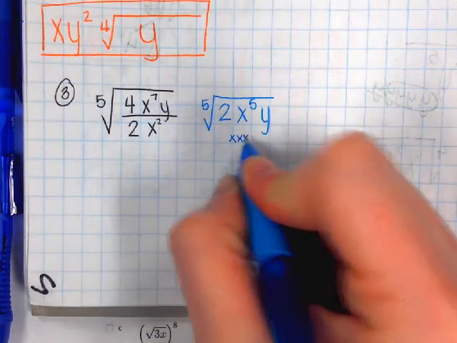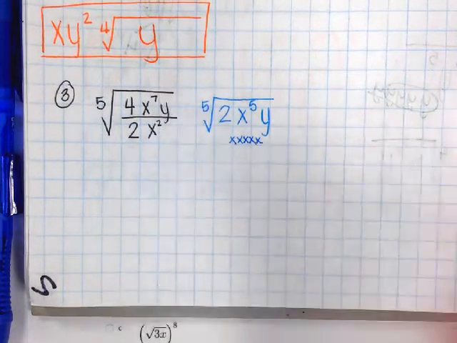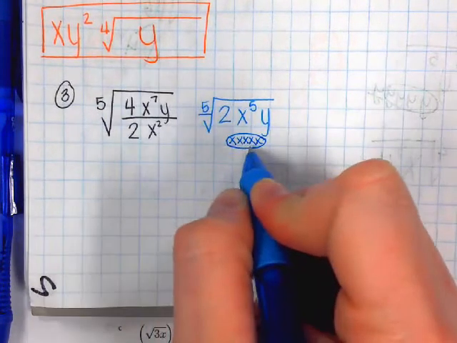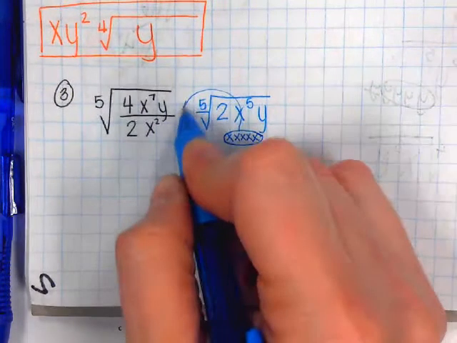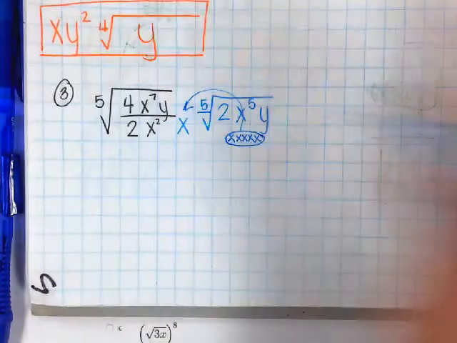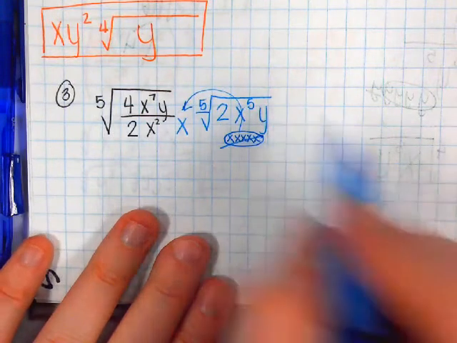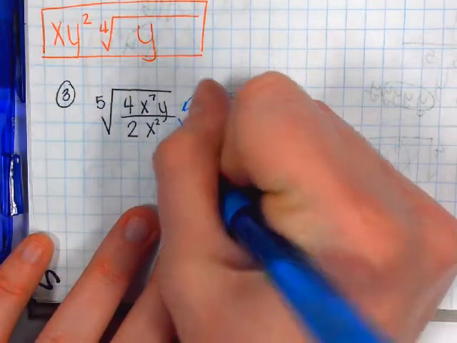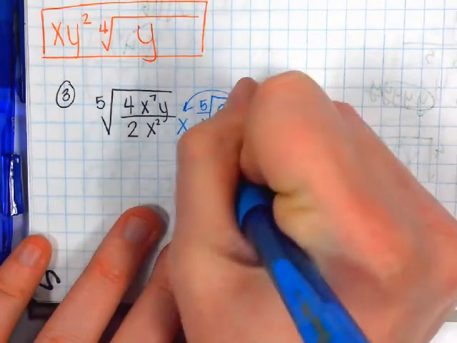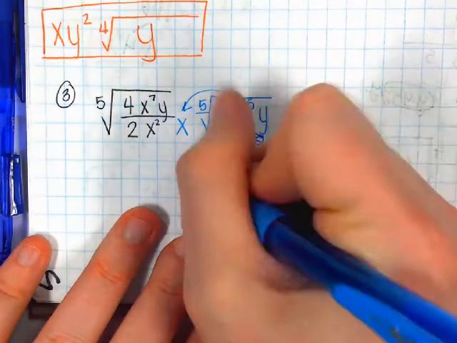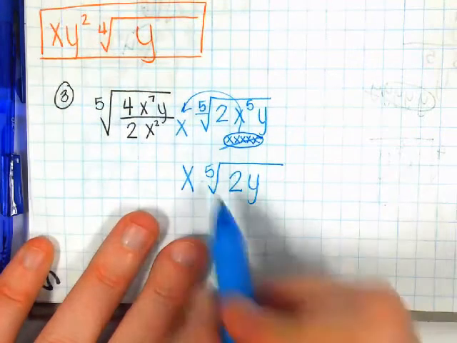Then x to the 5th, so that's x, x, x, that's 3, 4, 5. So there are 5 of them. So since this is 5, this is 5, and there's 5 of them, all of them will come out. So I'll be left with an x on the outside. And then y, it's the only one, so it's going to stay inside as well. So it would be x times the 5th root of 2y.